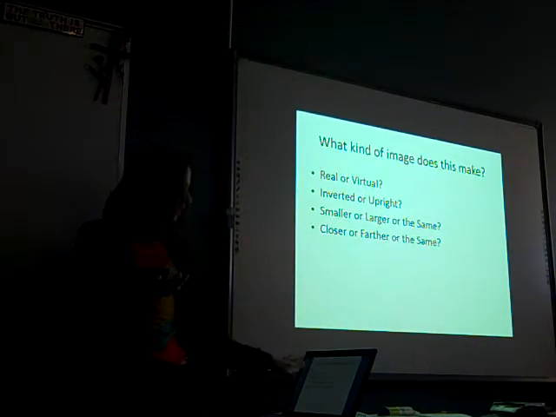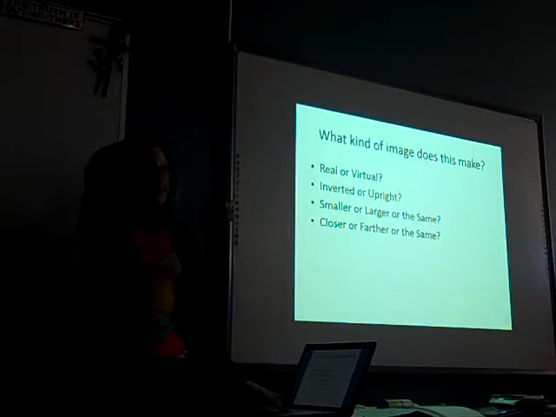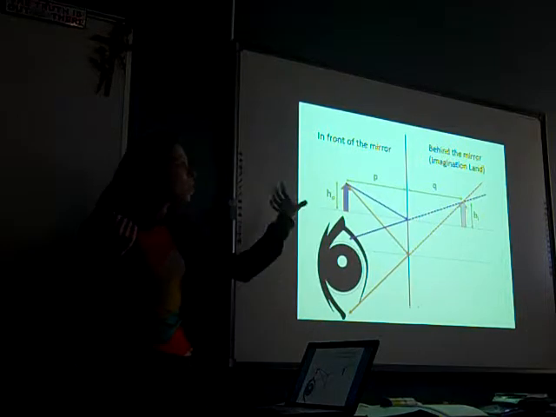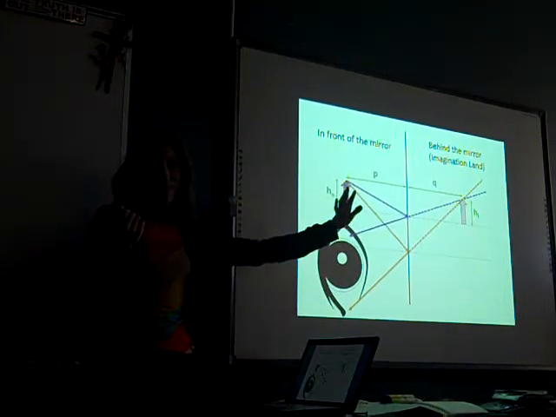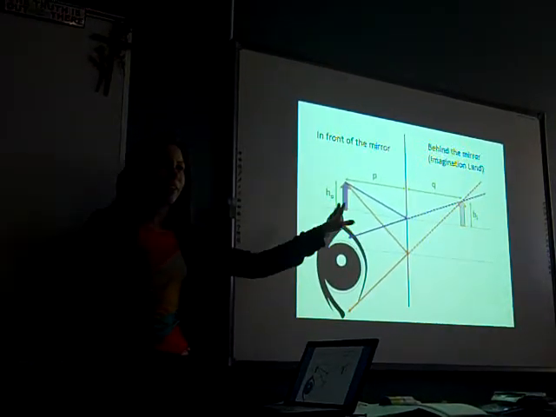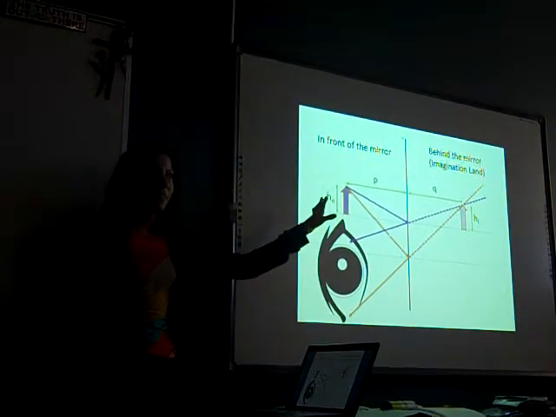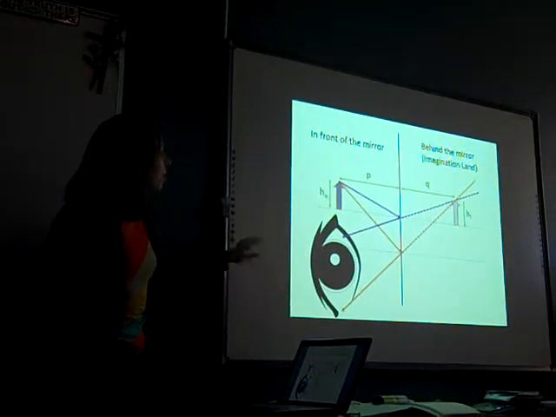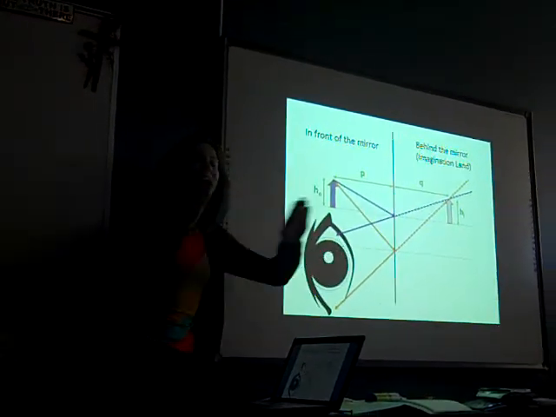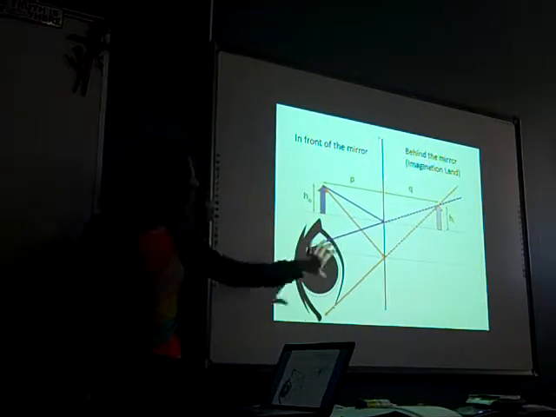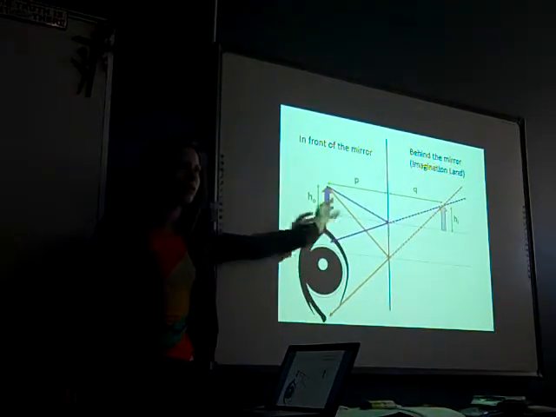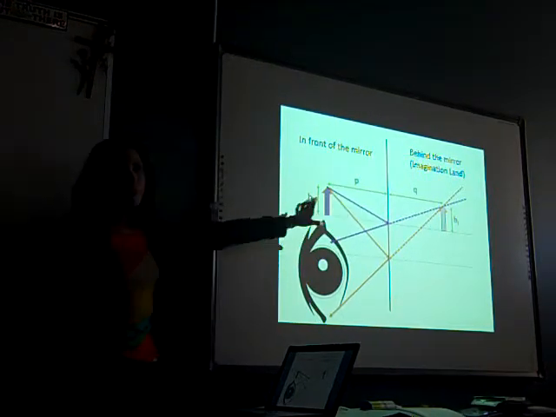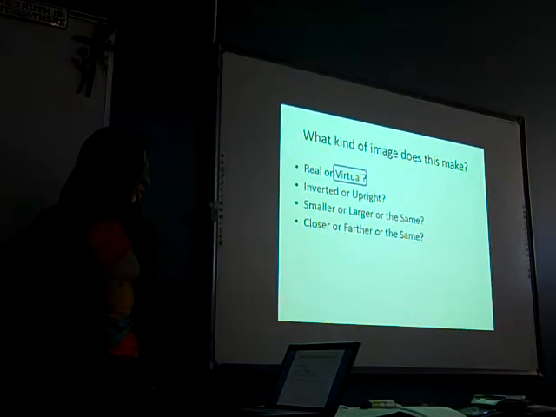Okay, so let's talk about real or virtual. Real or virtual means which side of the mirror does the image form on? In the real world or in imagination land? If the image forms in imagination land, then it's a virtual image. Another way to think about it is if the reflected rays don't actually physically cross one another, if it requires your eye or something else to take in those rays and interpret them, trace them behind the mirror, then it's a virtual image. So this image is virtual.